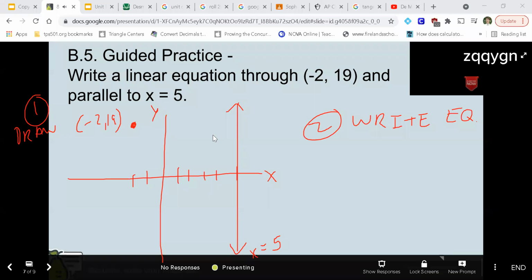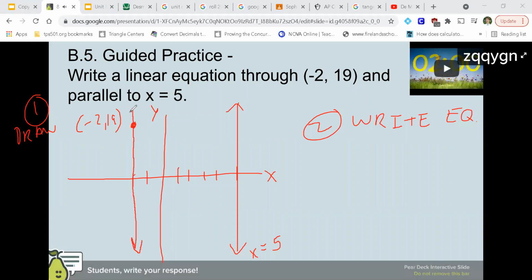So hopefully you found that the line should look like this. What is the slope of that line? What is the slope of this line? That's okay if you don't know. The slope of this line would have a rise of infinity and a run of 0, right? It never goes left or right. But you can't divide by 0. That's an undefined operation. So we say that the slope of this line is undefined.